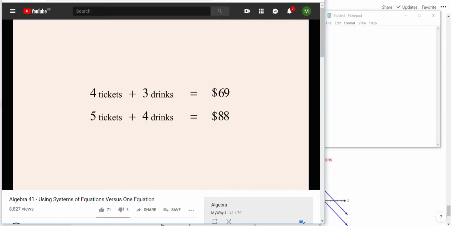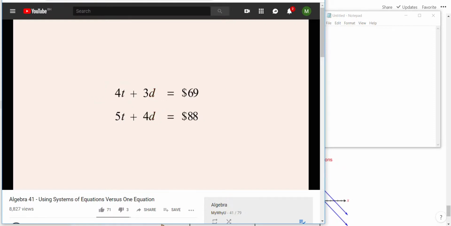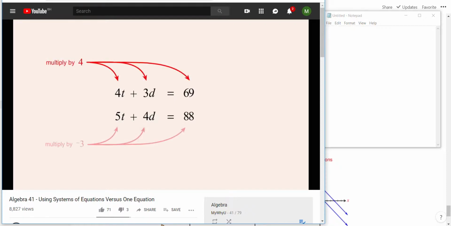If we let t represent the price of a ticket, and d represent the price of a drink, we can easily create a system of two equations in two variables t and d. We can then use the elimination method to eliminate a variable. For instance, if we wish to eliminate the d terms, we multiply the top equation by 4 and the bottom equation by negative 3.